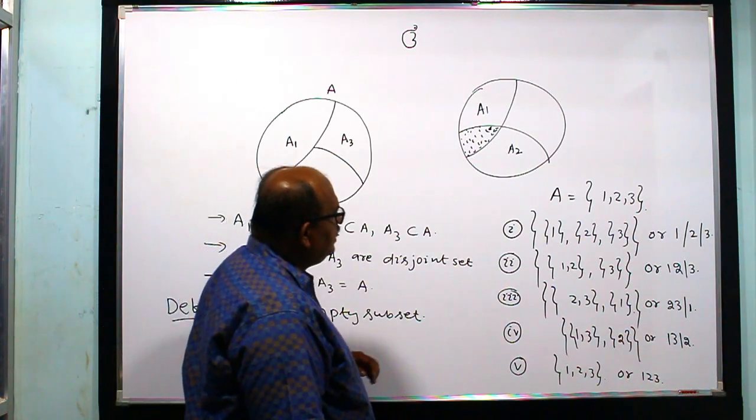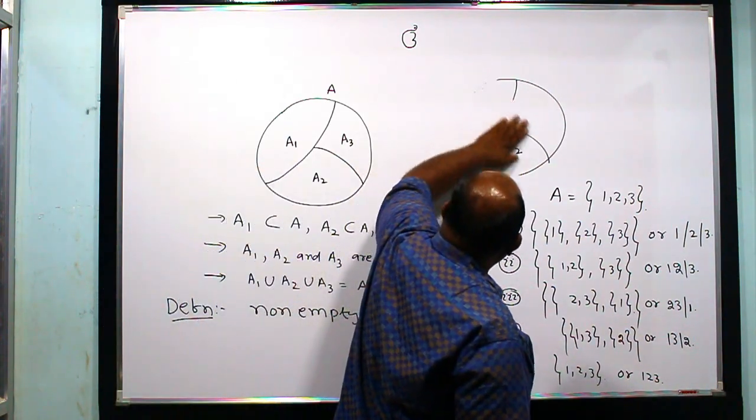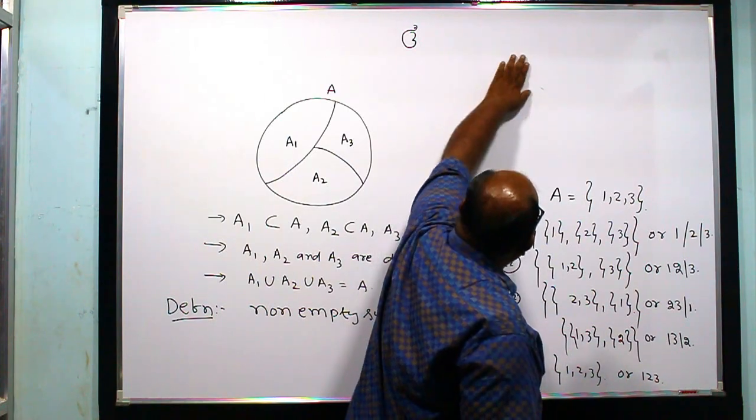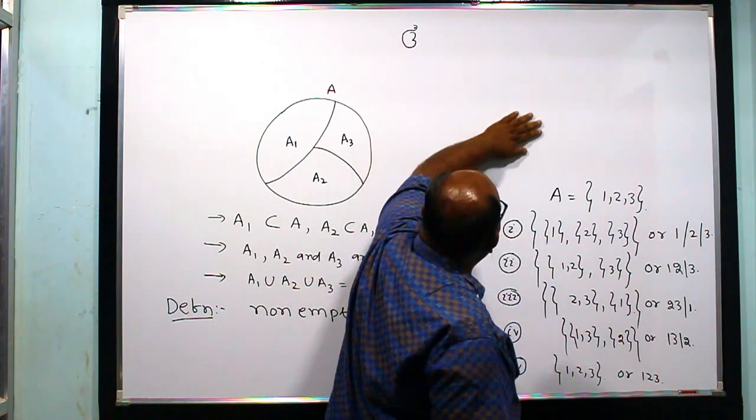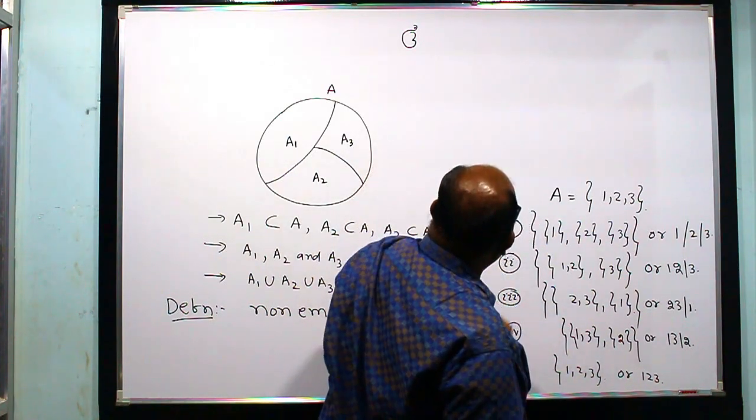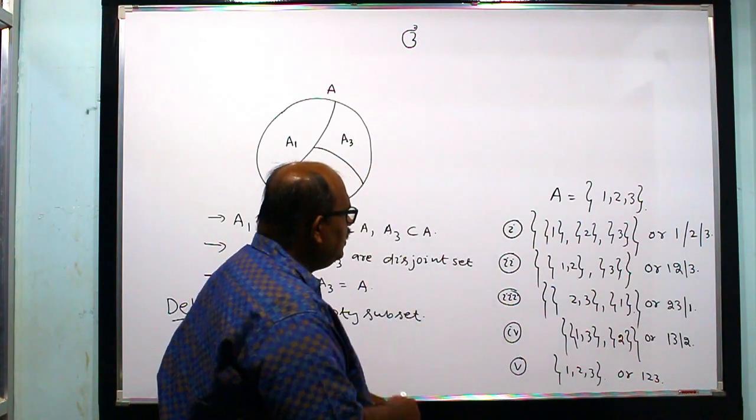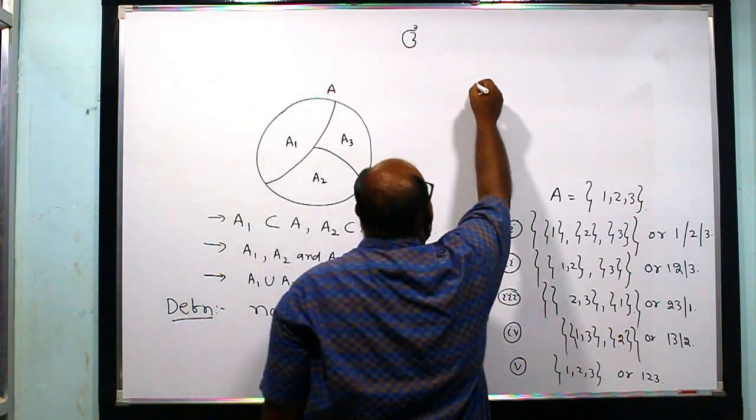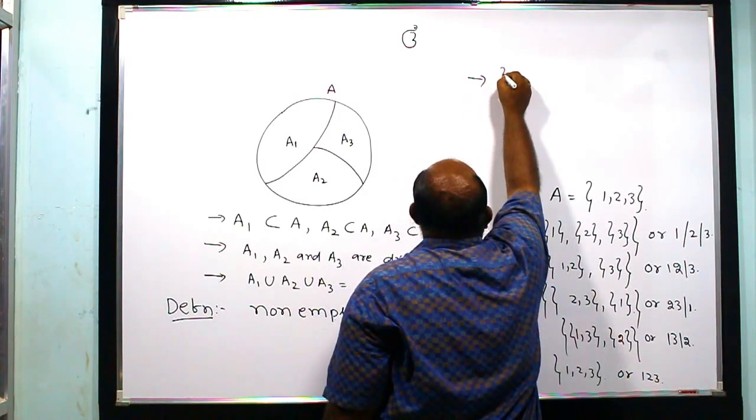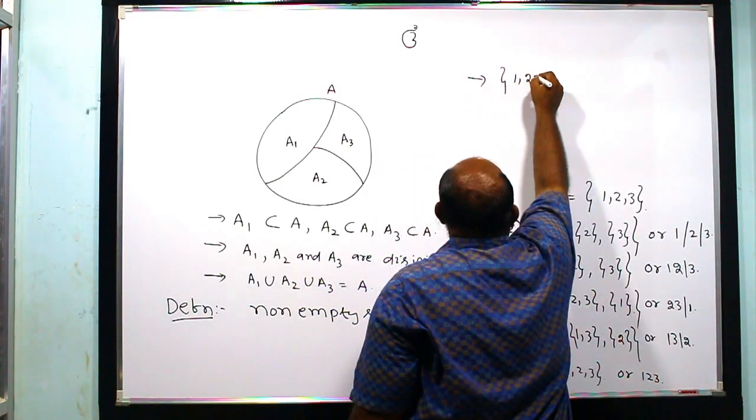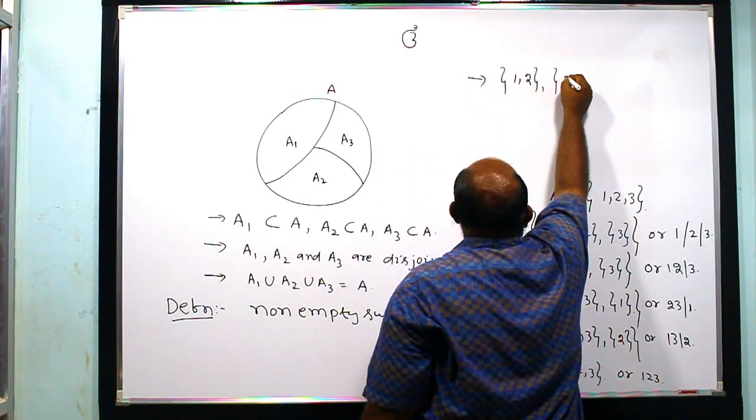Now we will discuss some sets which may feel like partitions, but actually they are not partitions. Look, I am writing another thing. Okay. {1, 2}, {2, 3}.